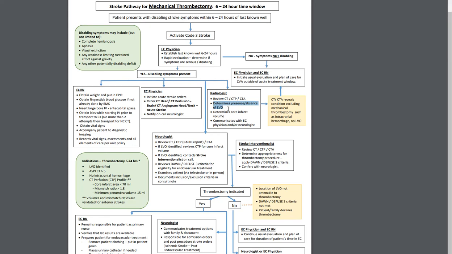We're looking for clot, and we're looking for blood. If the patient already has intracranial hemorrhage, we cannot do it. So that's the exclusion criteria. Clot, blood, and then we're looking for infarct core.